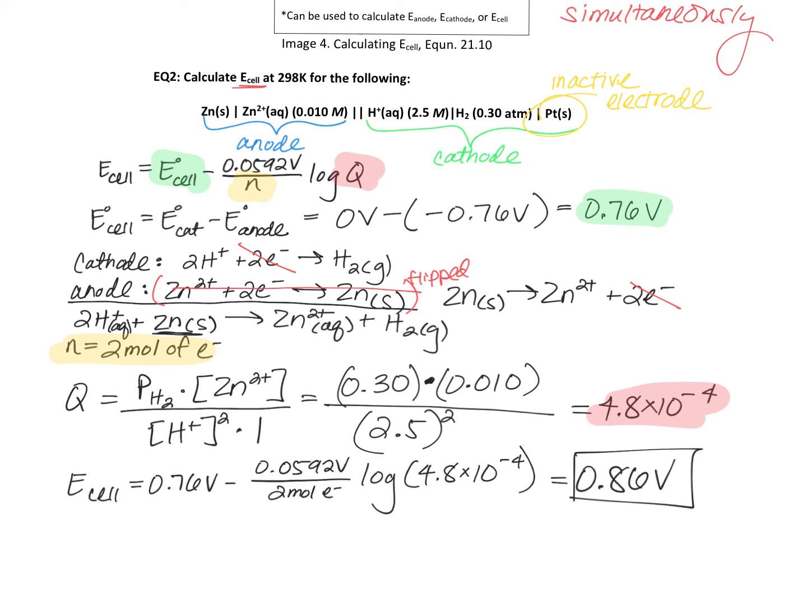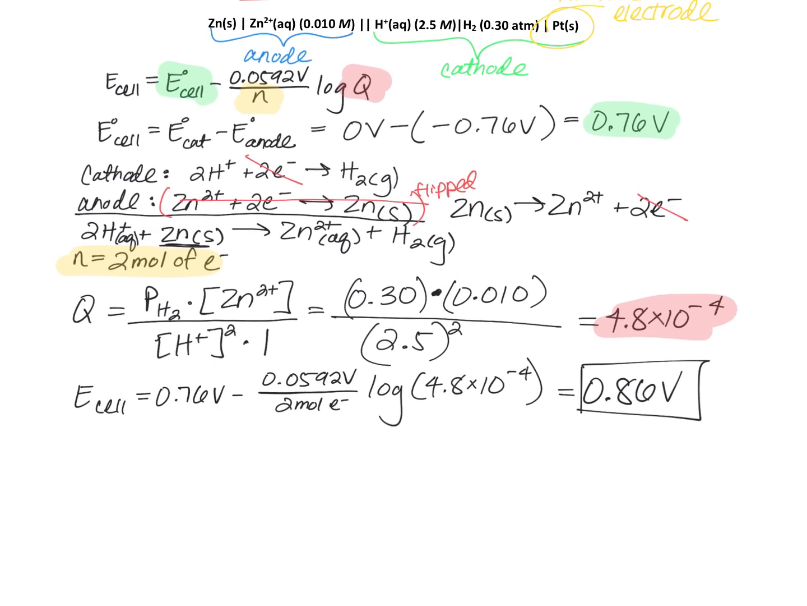Your answer should round to 0.86. There should be 2 sig figs in your final answer. Because that E cell is greater than E cell at standard state, that just means it's more spontaneous than if it were at standard state and everything had an atmosphere of 1 or a molarity of 1 or is a pure solid or liquid.